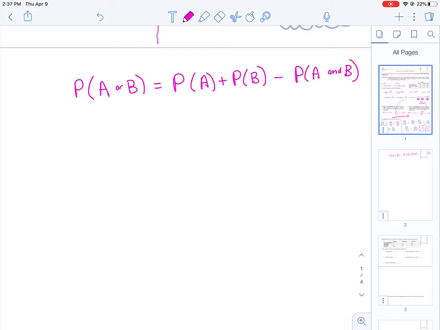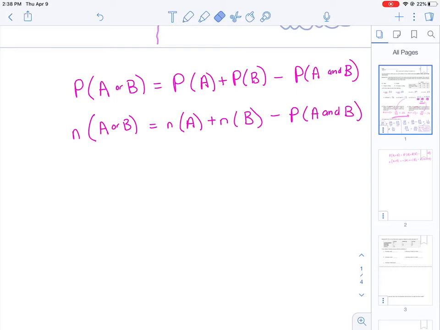But I could also do it when it's not a probability. I could do it with just the number of people in an element or in a set. So the number of people in A or B is equal to the number of people in A plus the number of people in B, and I could subtract the number of people of A and B. Oops, sorry. This should be number. So that's why there's two formulas technically, but it's the same thing. If you just know that the OR is equal to the first plus the second, and you subtract your AND.